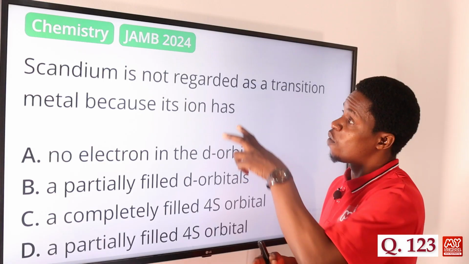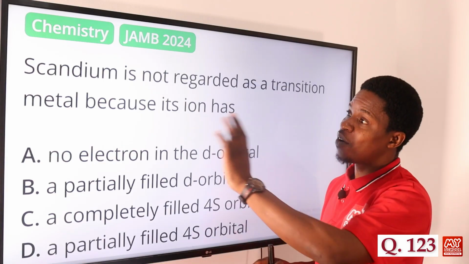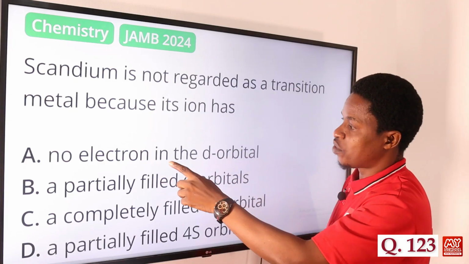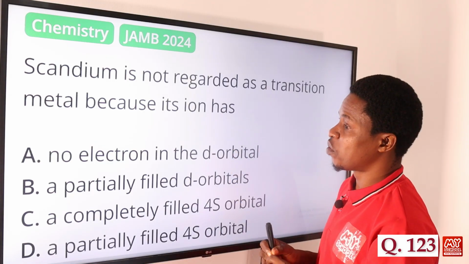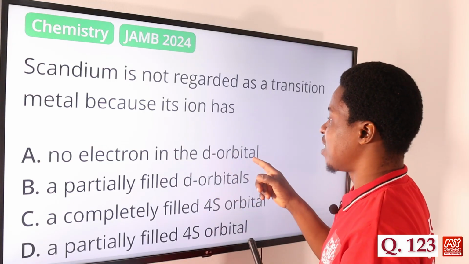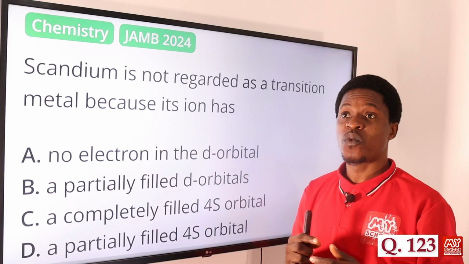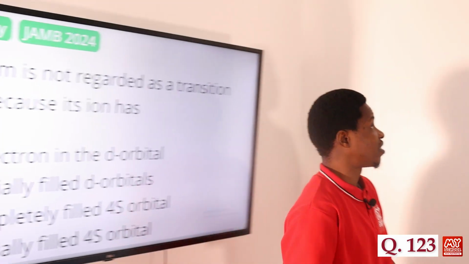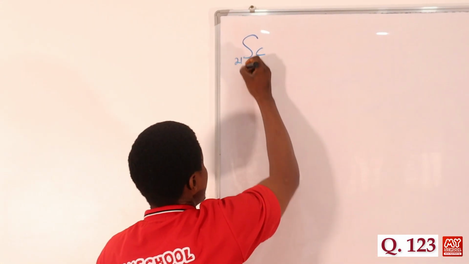The definition for transition metal is that they must have partially filled d orbital. Now, scandium is not regarded as a transition metal because there is no electron in the d orbital. If you write the electronic configuration of scandium, of course, it is 21, which means you have 1s2, 2s2, all the ones you have. Let's look at the board. Scandium has an atomic number of 21.